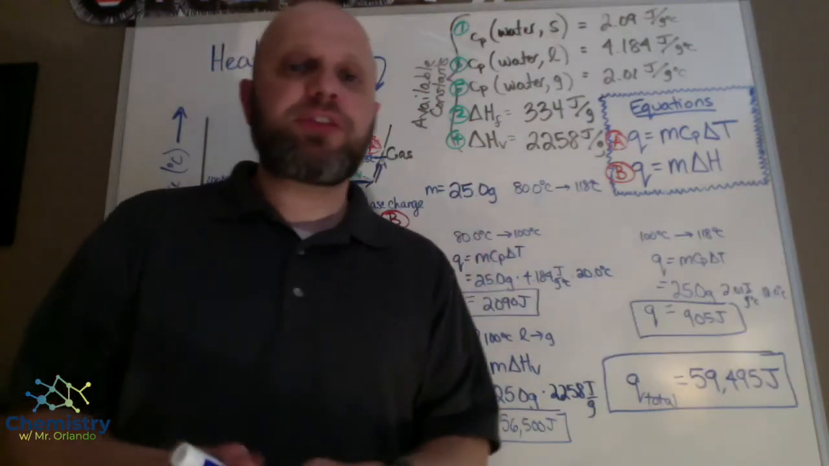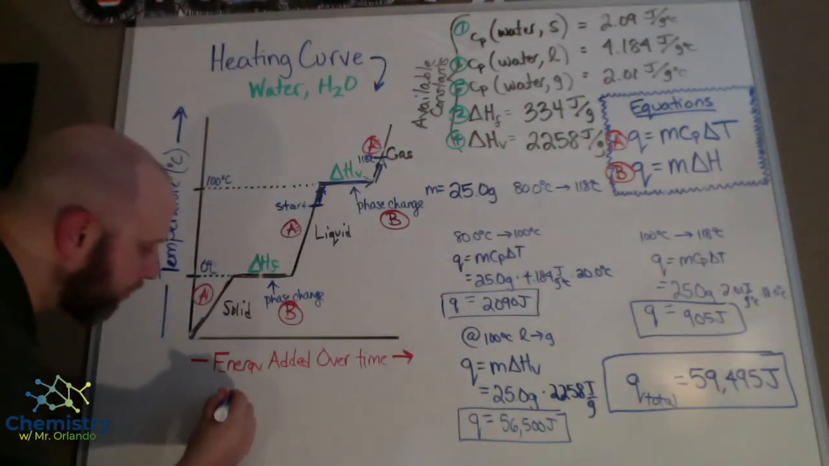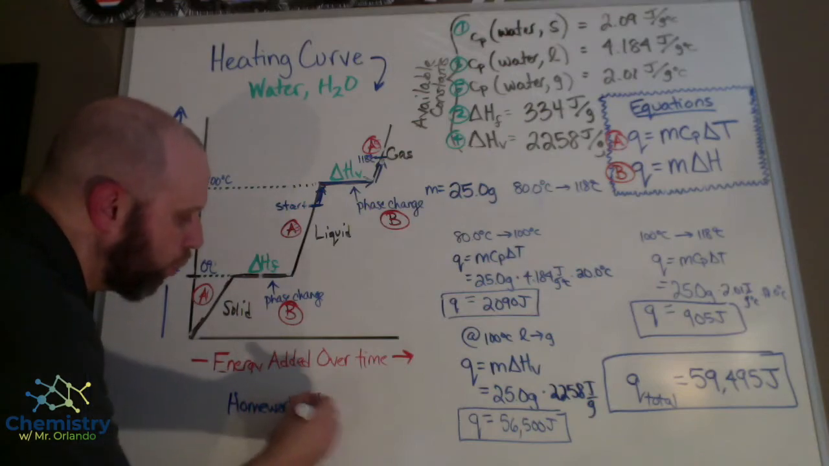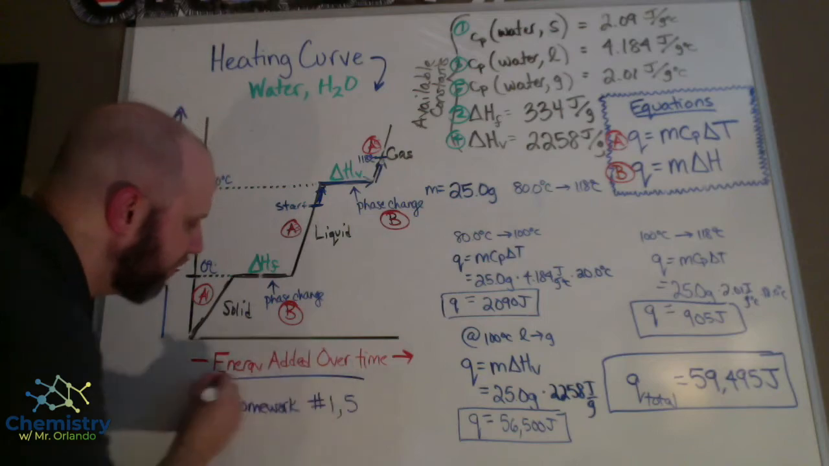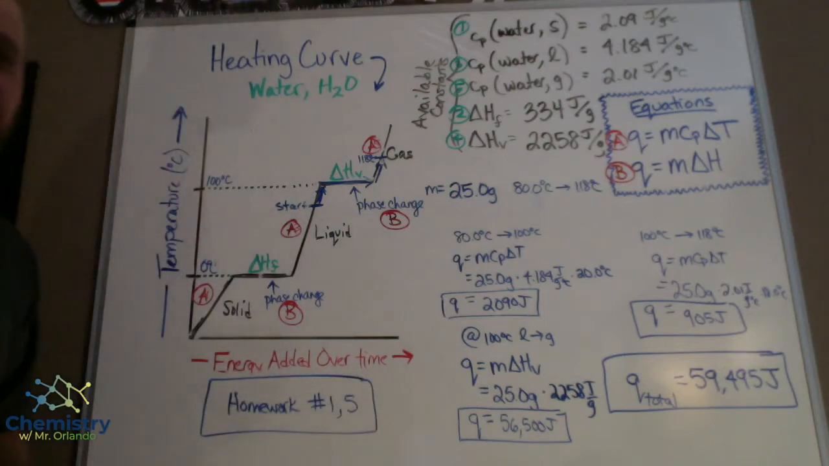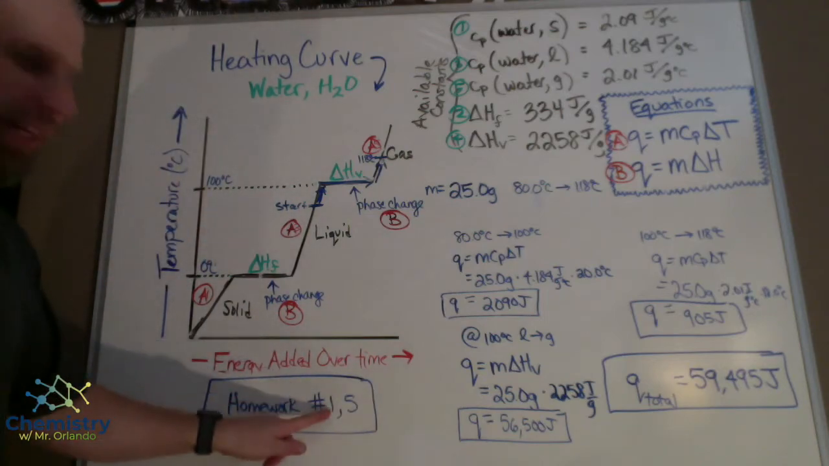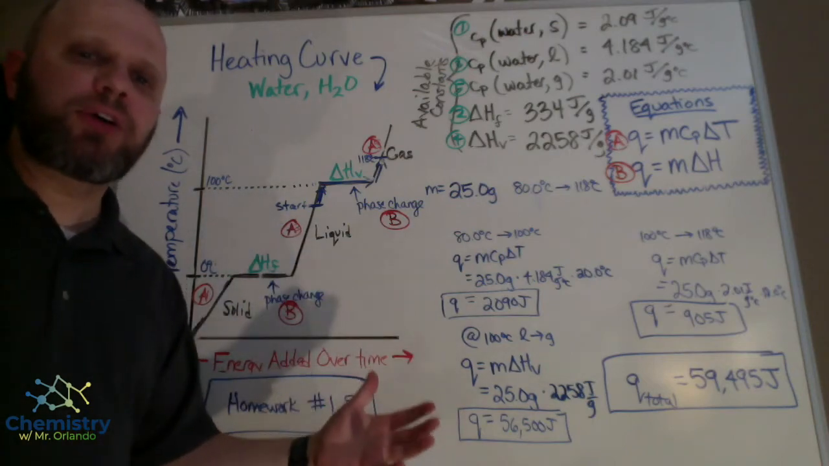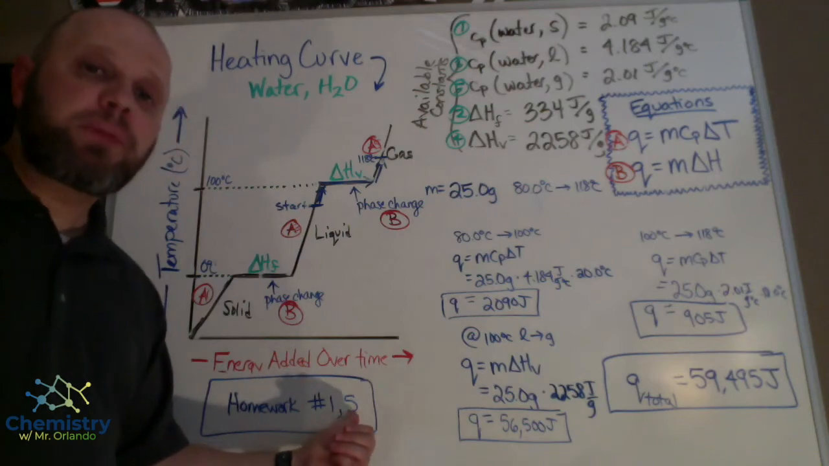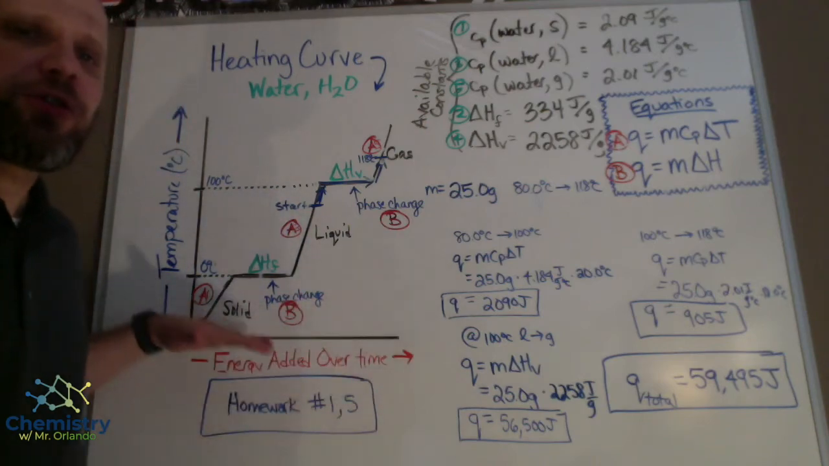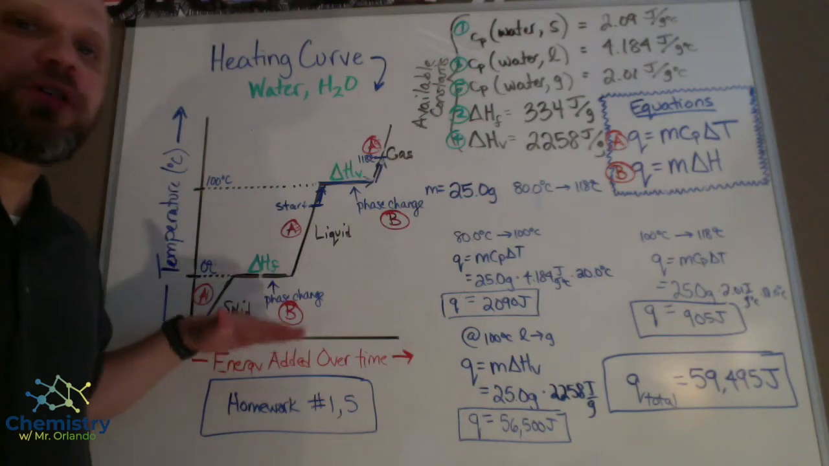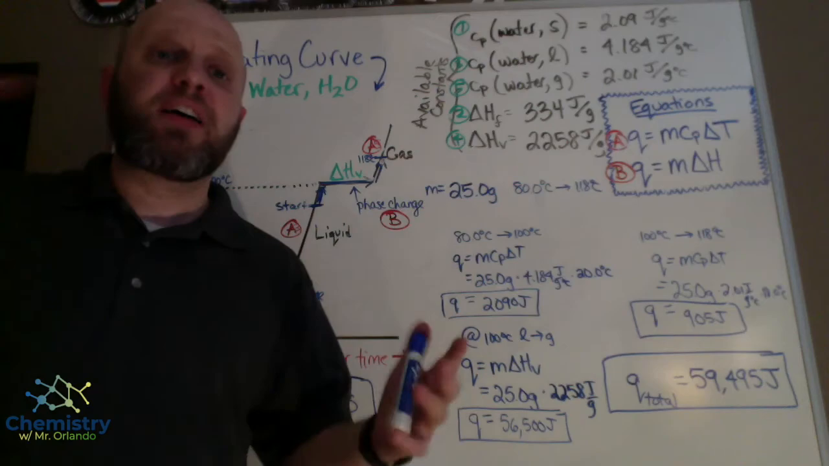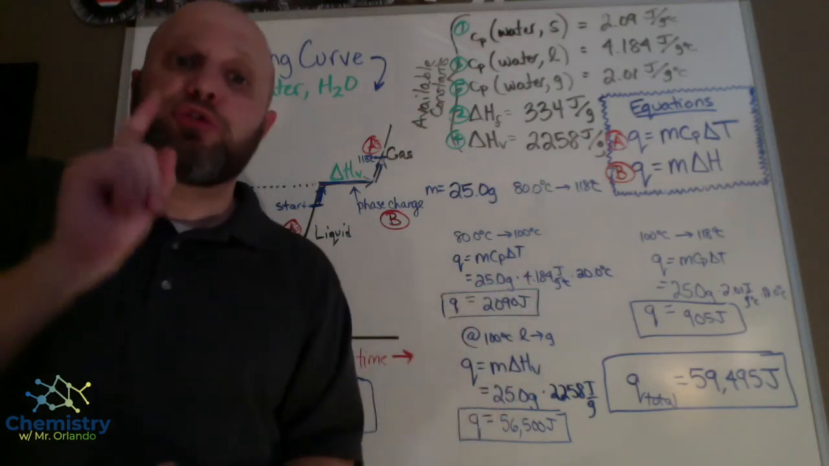Your homework for tonight, homework problems 1 and 5. I believe homework problem number 1 has 3 parts and you're cooling, so your Q values are going to be negative. Homework problem number 5 has all 5 parts. I think you're starting at a temperature that's below 0 degrees Celsius and you're going all the way up. Homework problems can range from 5 parts, being the hardest, down to just 1 part.